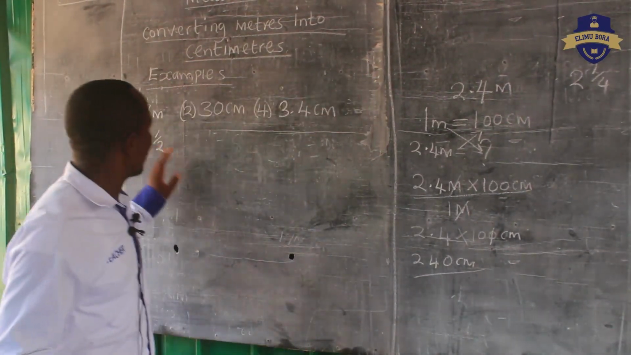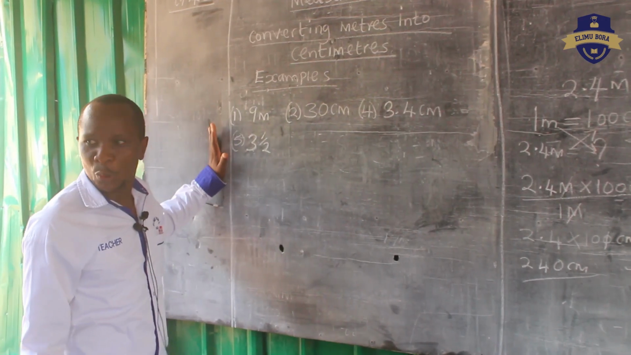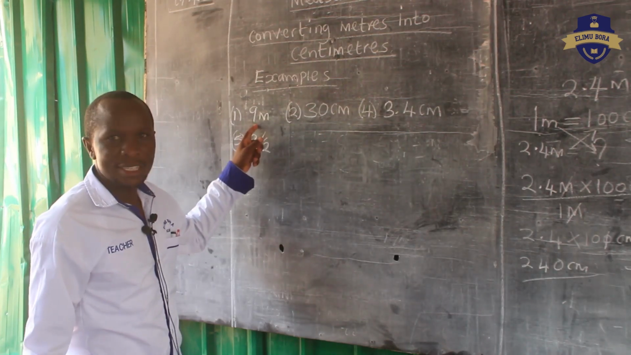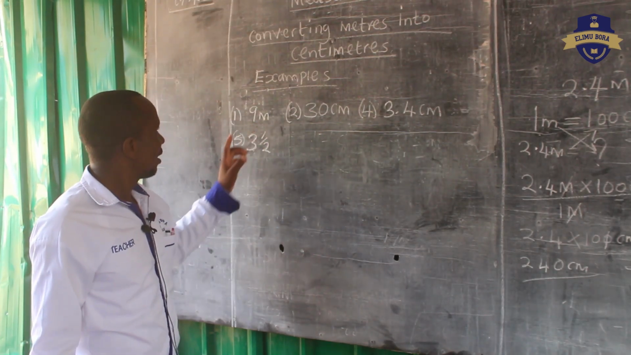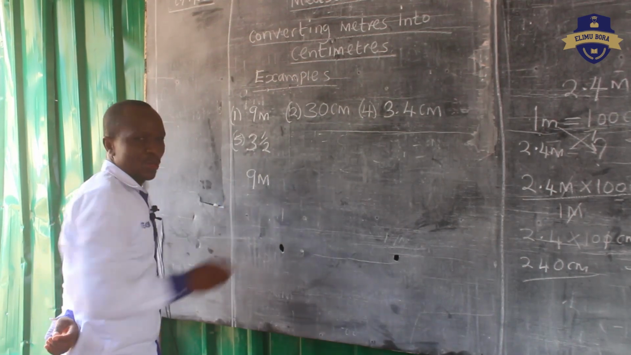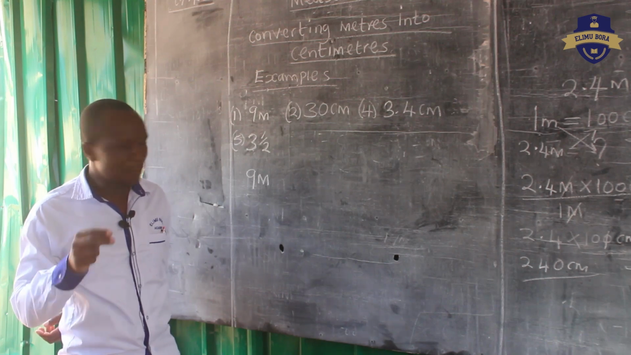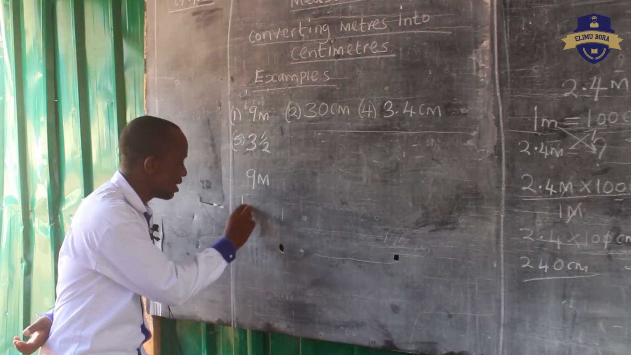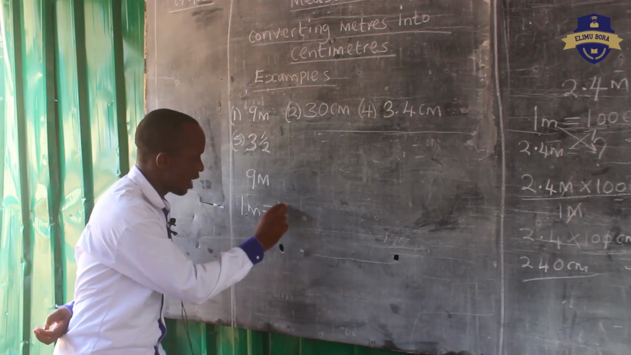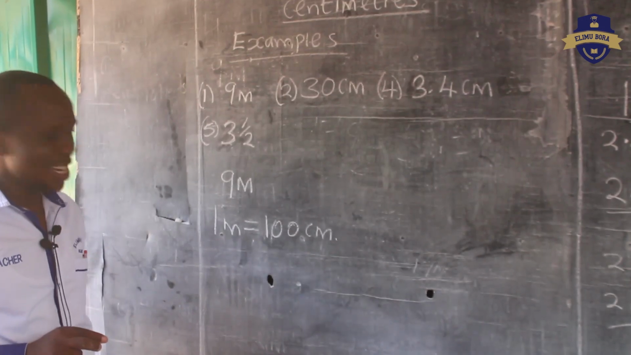So we are now going to convert meters into centimeters. For example, we have 4 examples on the chalkboard. Number 1 is 9 meters. So we are going to change 9 meters into centimeters. The first step, you say 1 meter is equal to how many centimeters? 100. Yes, 100 centimeters.